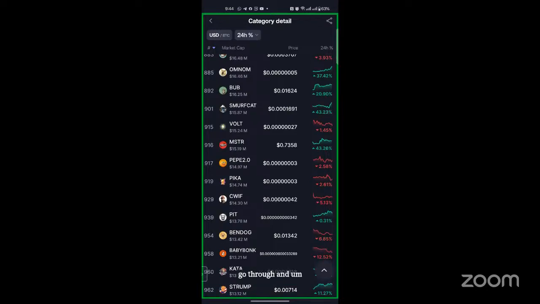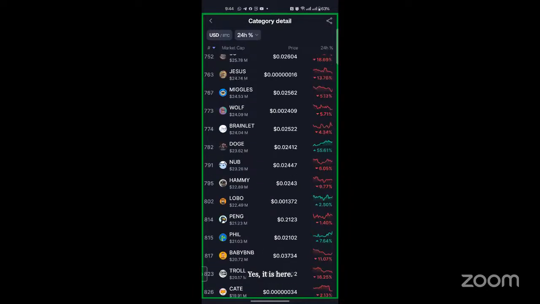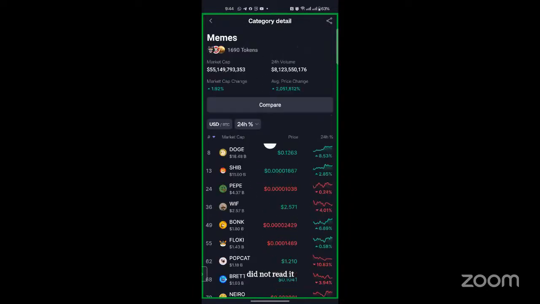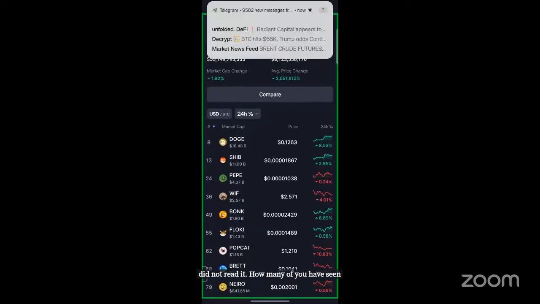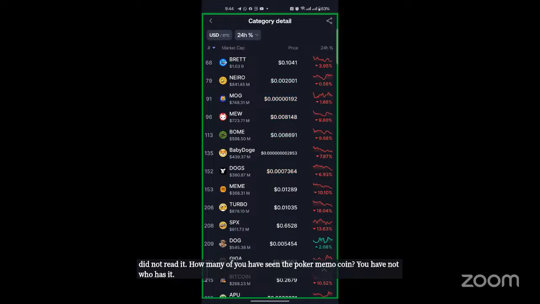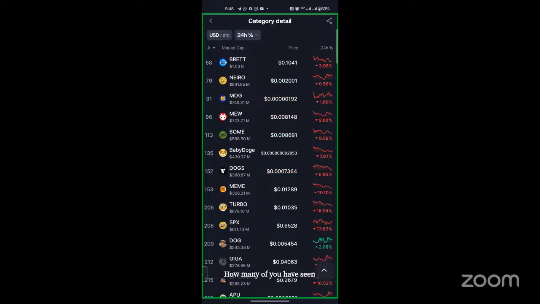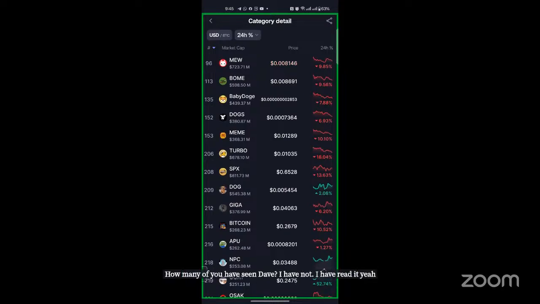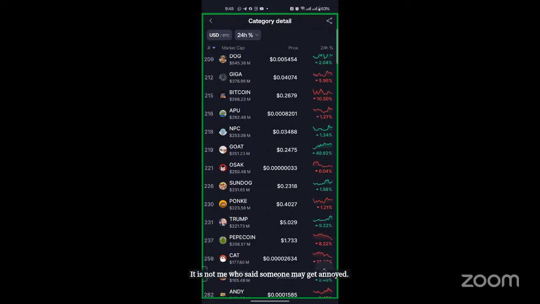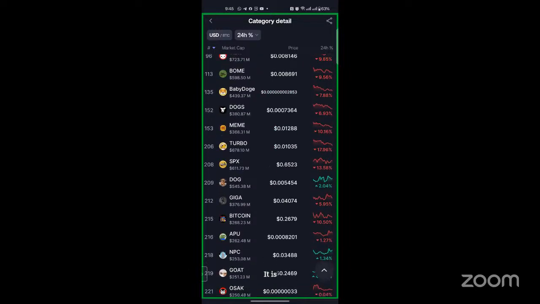Yes, it is here. Someone is saying Poco, it is here. I did not read it. It is there. How many of you have seen the Poco meme coin? I'm not the one who has it. I have read it here. It is not me who said it. Someone may get annoyed. It is here.